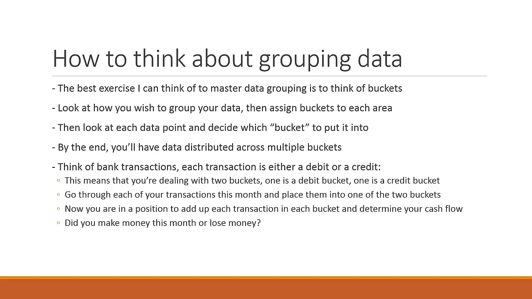So by the end of that, you will have data distributed across multiple buckets. It could be 2 buckets, it could be 200,000 buckets. Who knows how you're grouping, what criteria you have behind your grouping. But by the end, you will have distributed the data across multiple buckets. So let's think about an example. Think about the bank transactions example that I was just talking about.